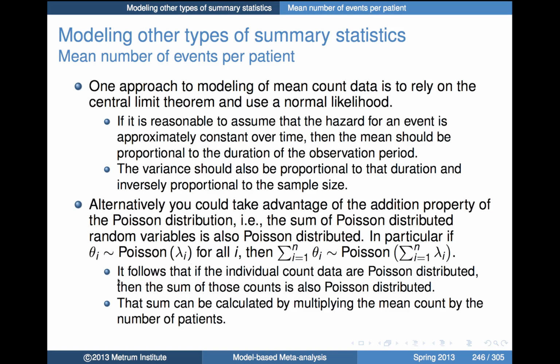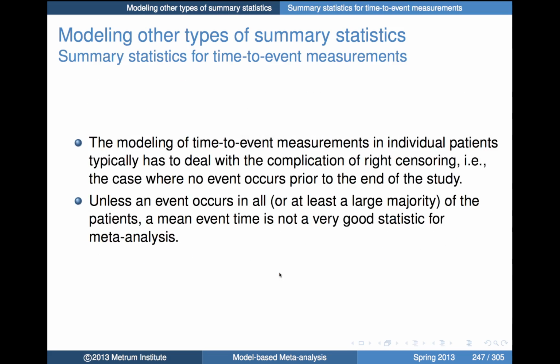So it follows that if the individual count data are Poisson distributed, then the sum of those counts is also Poisson. And that sum can be calculated by multiplying the mean count by the number of patients. So that would be another strategy one could take as opposed to using the normal likelihood.